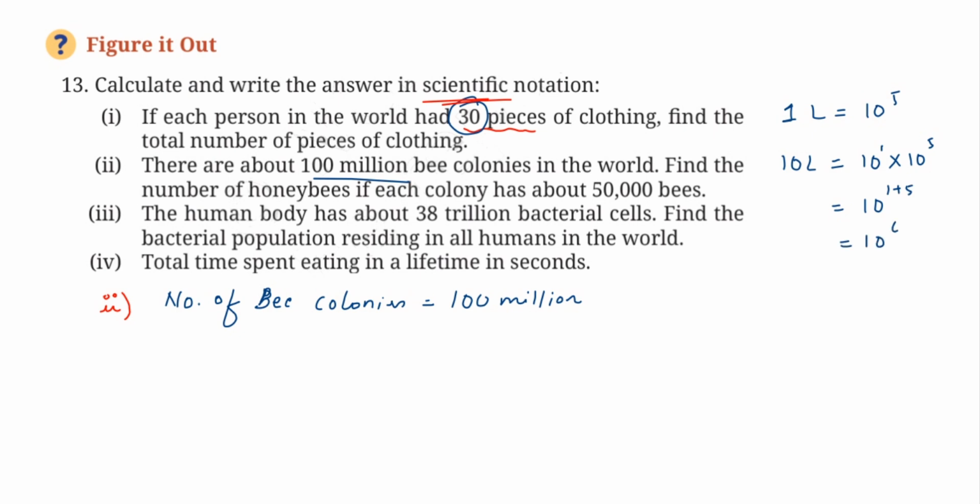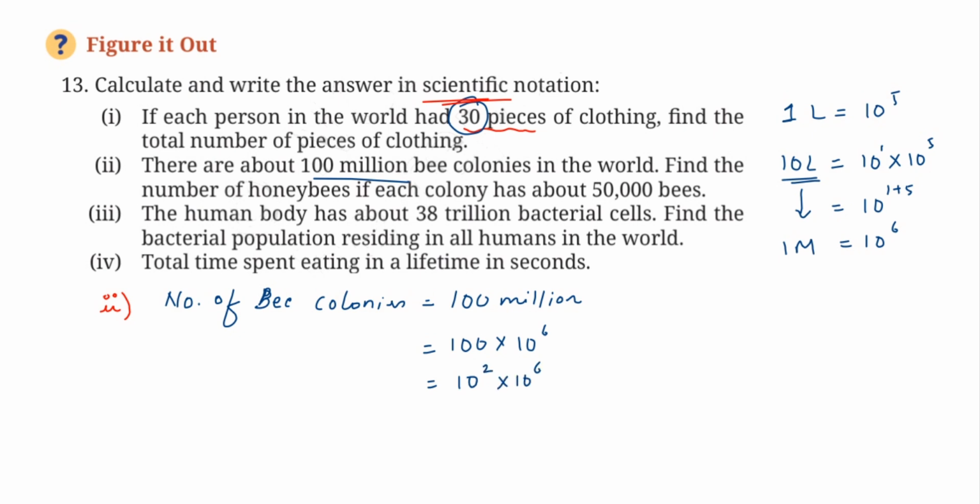So 100 million will be 100 times 10 to the power 6. So 10 lakhs means 1 million. Remember that. And here we have 100 million. So 100 times 10 to the power 6. How can we write 100? It is 10 square times 10 to the power 6.